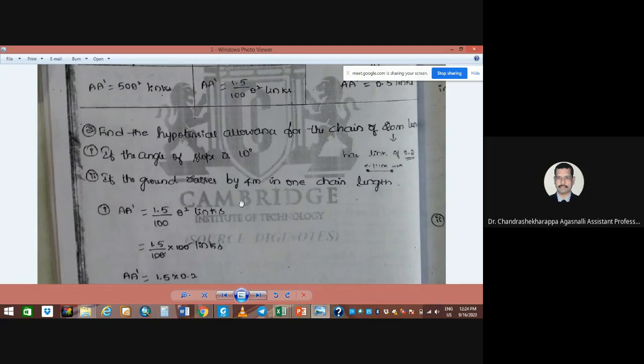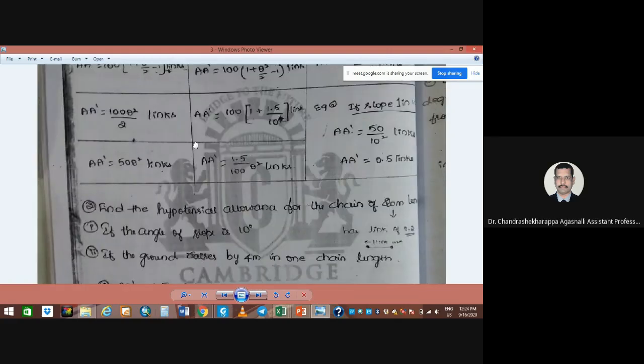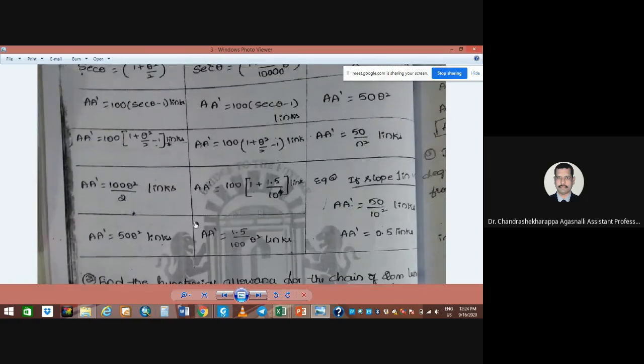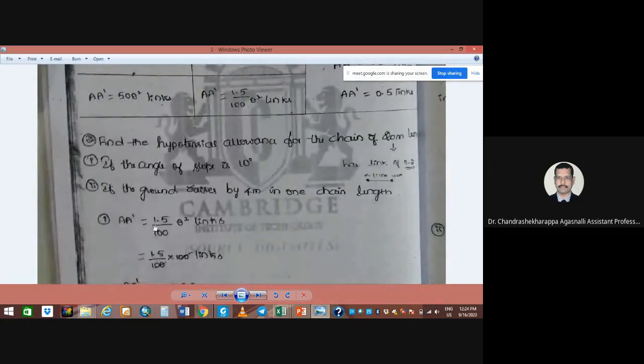So what is that? Here the angle of slope is 10 degrees. What they are giving is that the angle of slope is 10 degrees. Which formula are we using? A dash is equal to 1.5 by 100 theta square lengths.